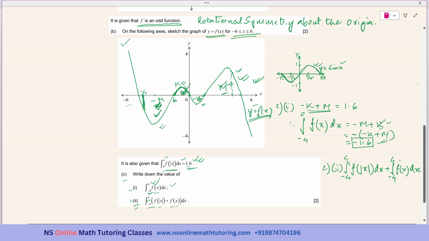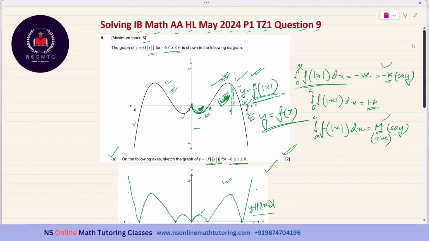Okay. And now let us see what are the values of these two definite integrals one by one. First of all, let us take this one, negative 4 to positive 4. Let us go back to the given graph. Okay. So this is the graph of f of absolute value of x. And we have taken this part to be equal to negative k, that part as positive m. Okay. And this part is again negative k, and this part is maybe over here. This is negative 4, positive m.